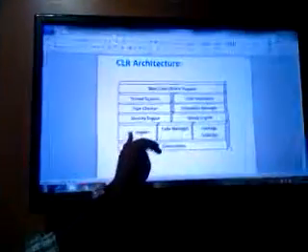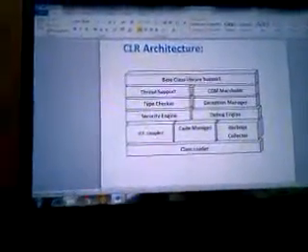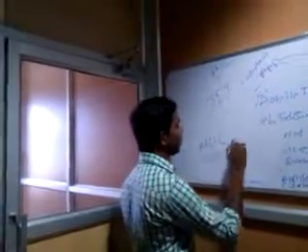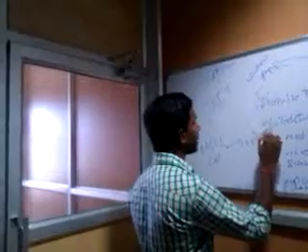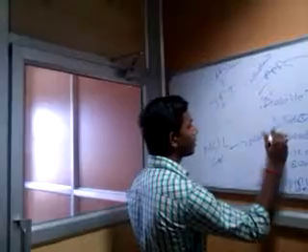Coming to the next, we have the JIT compiler. JIT means just in time compiler. So what exactly does the JIT compiler do? The JIT compiler acts as a mediator which transforms MSIL code to native code. That is the nature of the JIT compiler, which transforms MSIL code to native code.